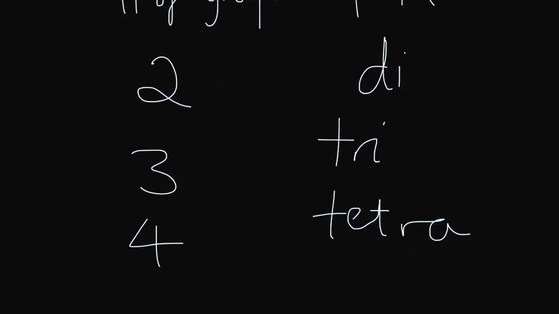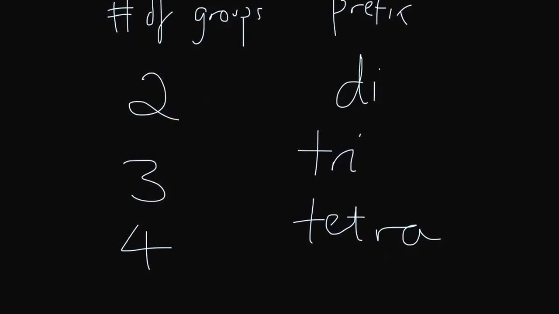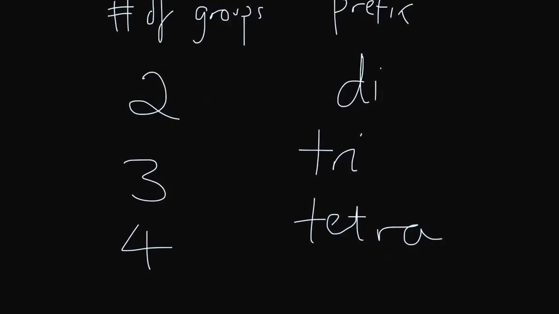So the prefix di means 2. Dimethyl means 2 methyl groups. Tri means 3. Triethyl means that there are 3 ethyl groups attached to the main chain. 4 groups is tetra. Remember, the groups have to be the same, not 4 different groups.